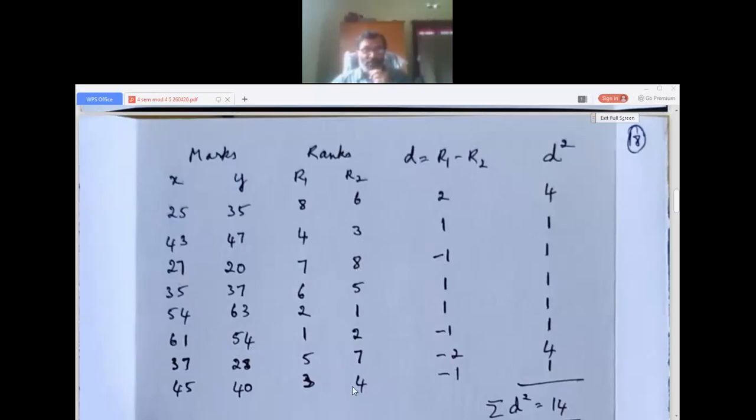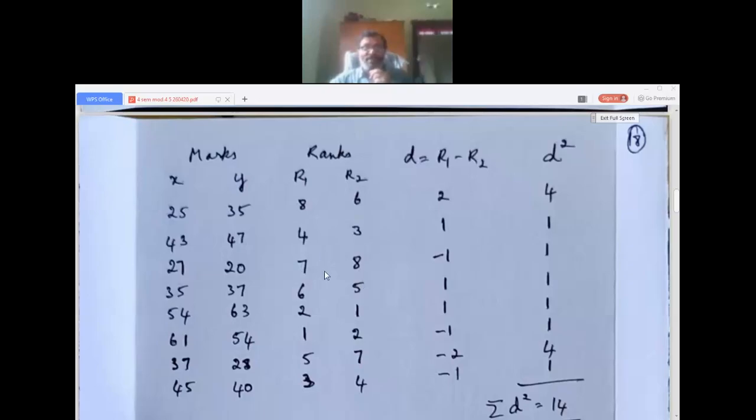Fourth highest is 40, so rank 4. Fifth highest is 37, so rank 5. Sixth highest is 35, so rank 6. Next, the highest is 28, so rank 7. And the last is 20, that is rank 8. So like this, you have to assign the ranks.